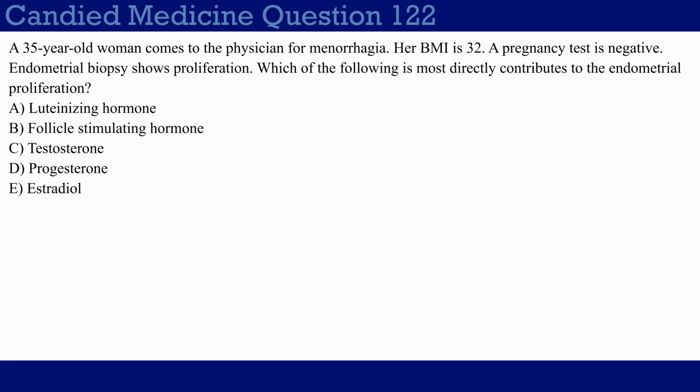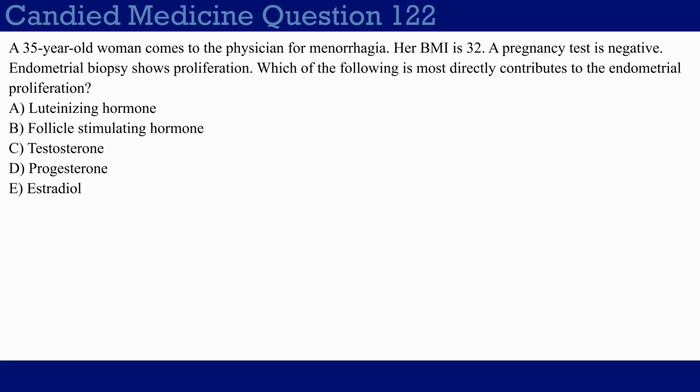Choice A, luteinizing hormone. Choice B, follicle stimulating hormone. Choice C, testosterone. Choice D, progesterone. Or choice E, estradiol. I'll wait 5 seconds and answer the question. You need to be able to recognize this immediately.